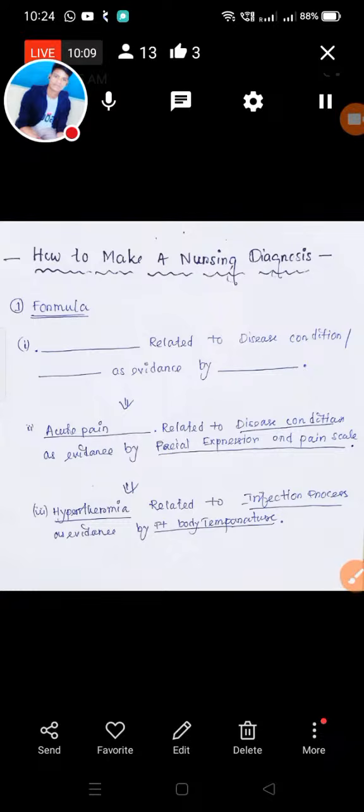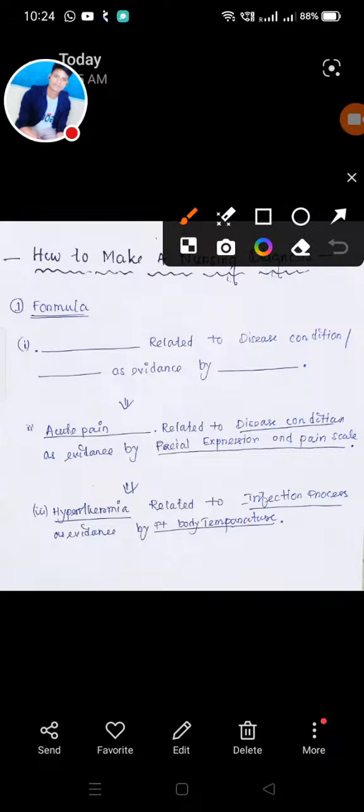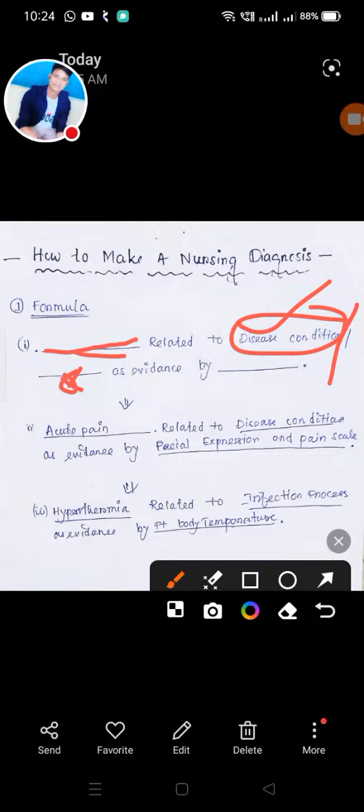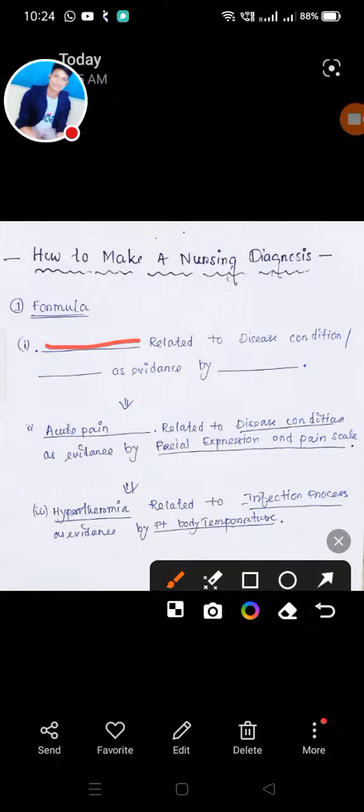So it will clearly go into your mind, and during the exam, within a second you can make a care plan and write it. Okay, so this is the formula. Dash related to the disease condition, you can mention a disease condition, or the other option is to fill the dash. These are the two options, you can use any one. Dash related to the disease condition, and as evidenced by dash. So this is the formula.